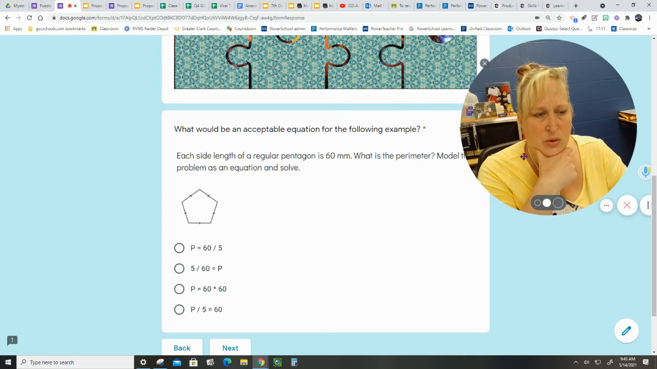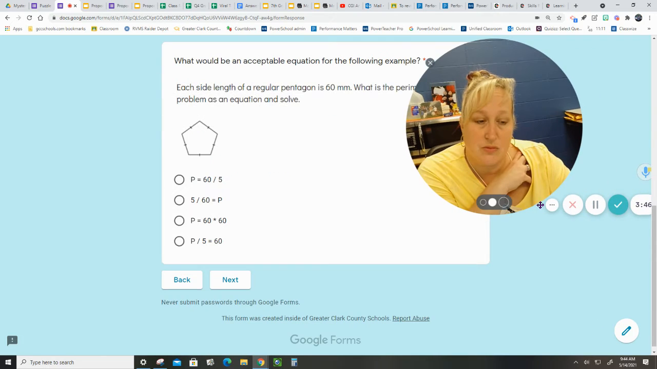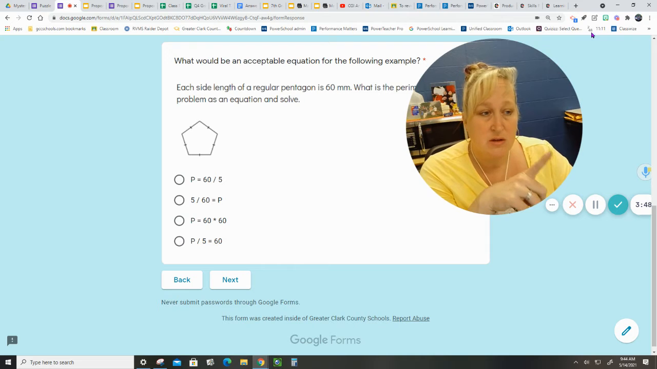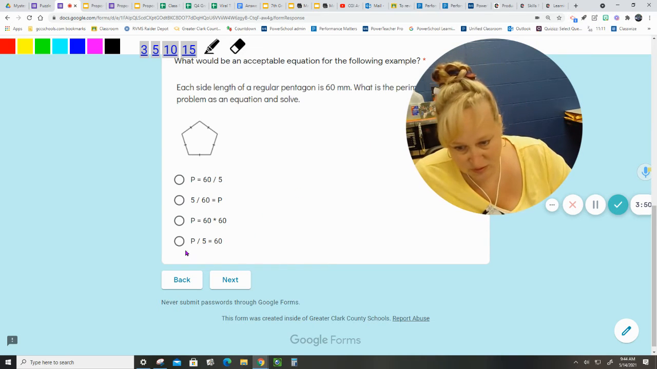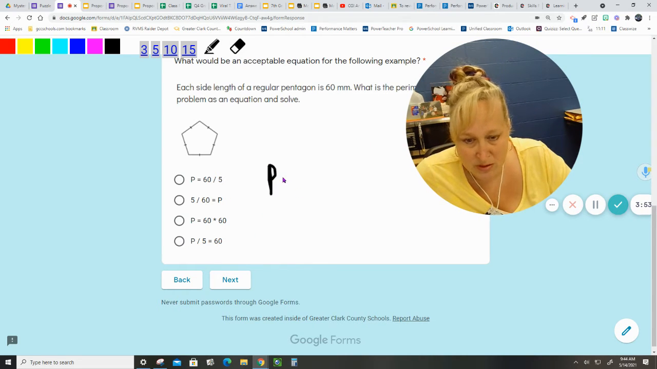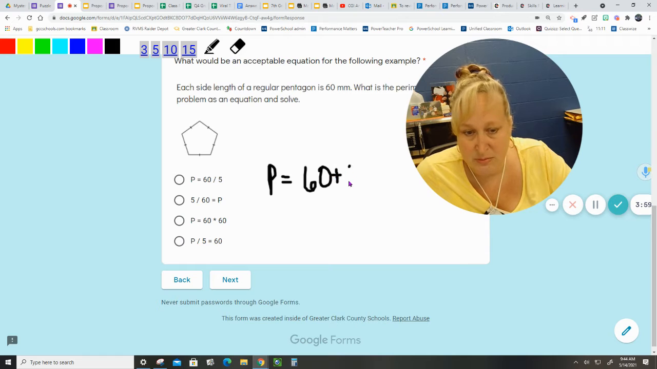I need to think about this, so I'm going to take a pause for a second. Okay, so this one, I went back to look at the answers. Perimeter equals the side, and in this case, it would be 60 plus 60 plus 60 plus 60, because there's 5 of them.